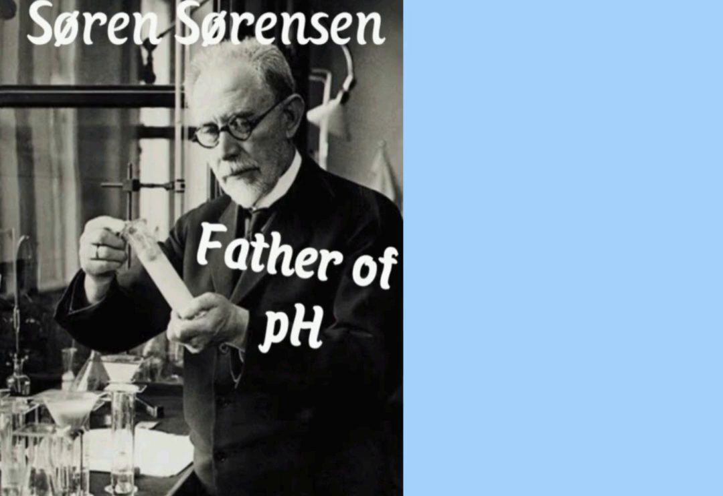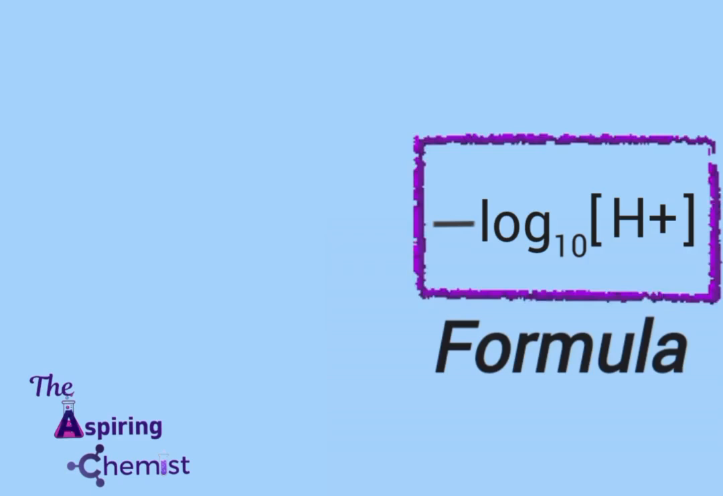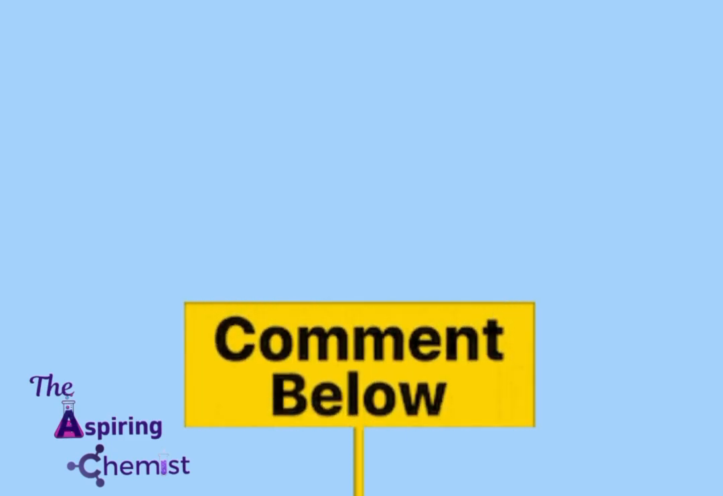He defined pH as, please note the definition, the negative logarithm of the concentration of hydrogen ions to base 10. His definition was actually a formula which can be used for calculations, but I'm not doing any calculation in this video. But if you want me to do calculations, you can place a request in the comment section.